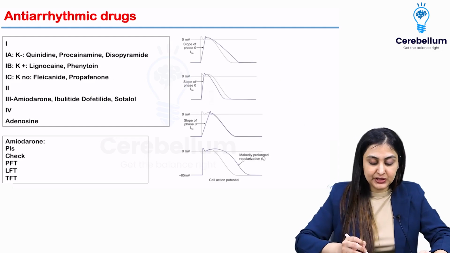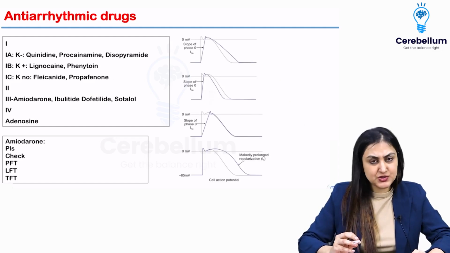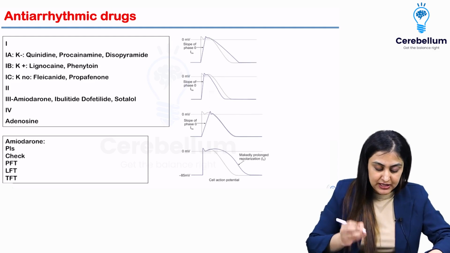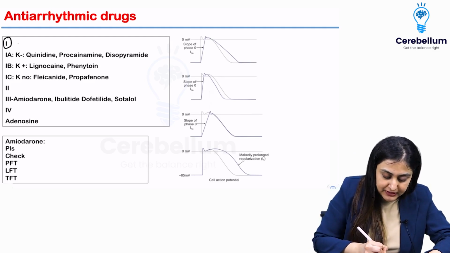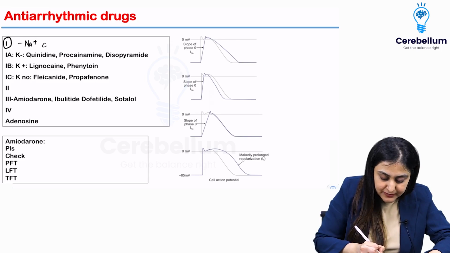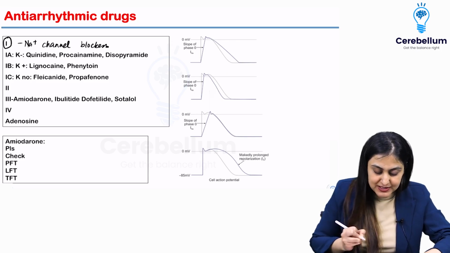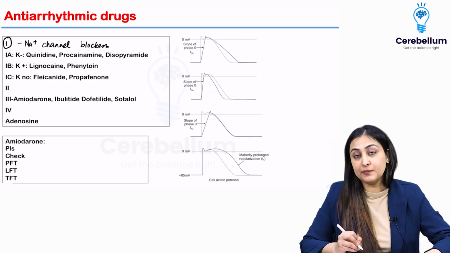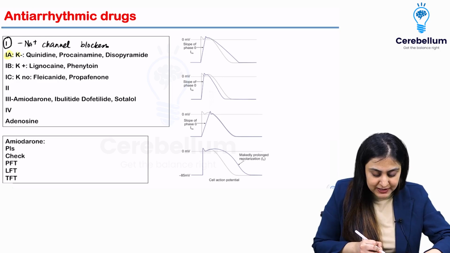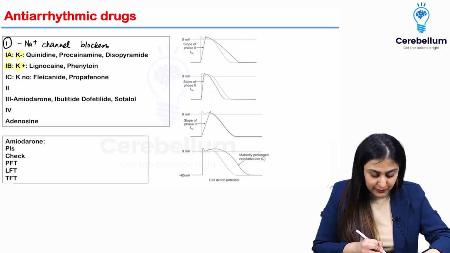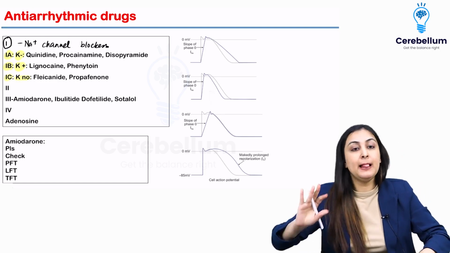So first I'll tell you the classification of antiarrhythmic drugs is also known as the Vaughan classification. So in type 1, you predominantly have all of the sodium channel blockers. So you have sodium channel blockers in class 1. In addition, they do something to potassium. So 1A is your potassium blocker, 1B is your potassium opener, and 1C has no effect on potassium.